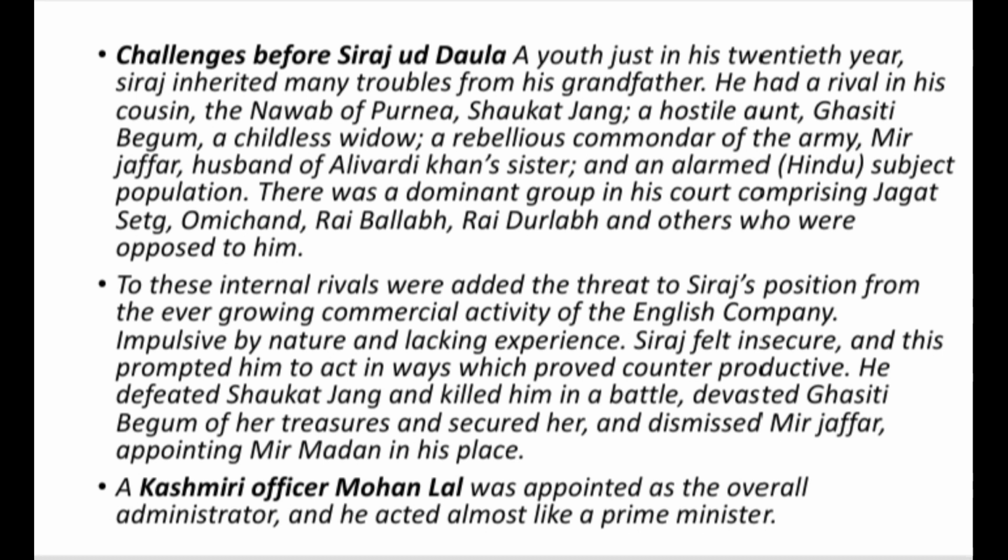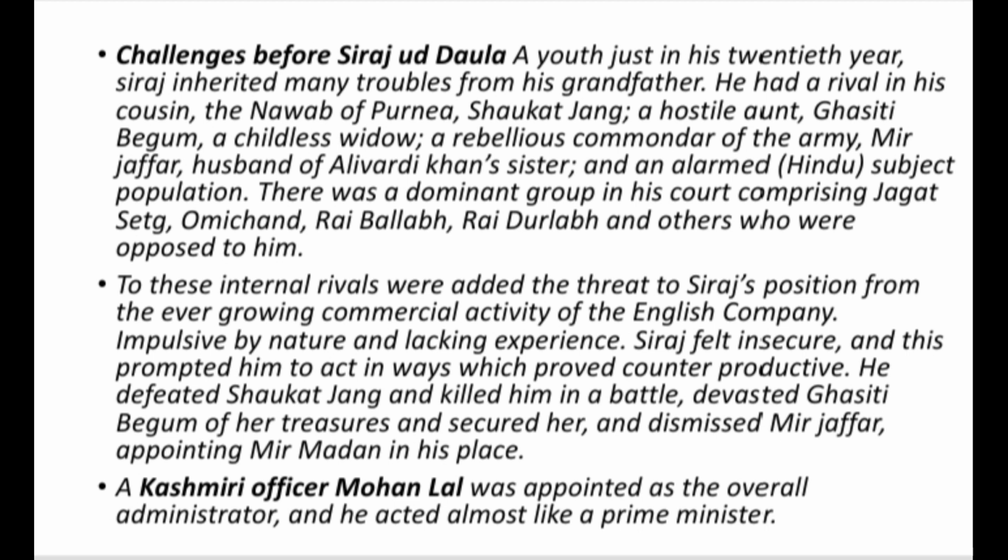opposed to him. To these internal rivals were added the threat to Siraj's position from the ever-growing commercial activity of the English Company. Impulsive by nature and lacking experience, Siraj felt insecure, and this prompted him to act in ways which proved counterproductive. He defeated Shaukat Jung and killed him in a battle, divested Ghasiti Begum of her treasures and secured her, and dismissed Mir Jafar, appointing Mir Madan in his place. A Kashmiri officer, Mohan Lal, was appointed as the overall administrator, and he acted almost like a prime minister.